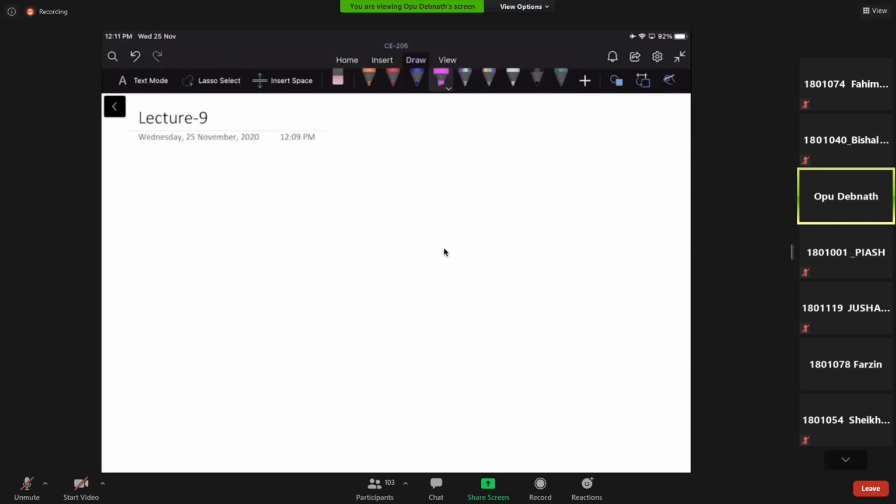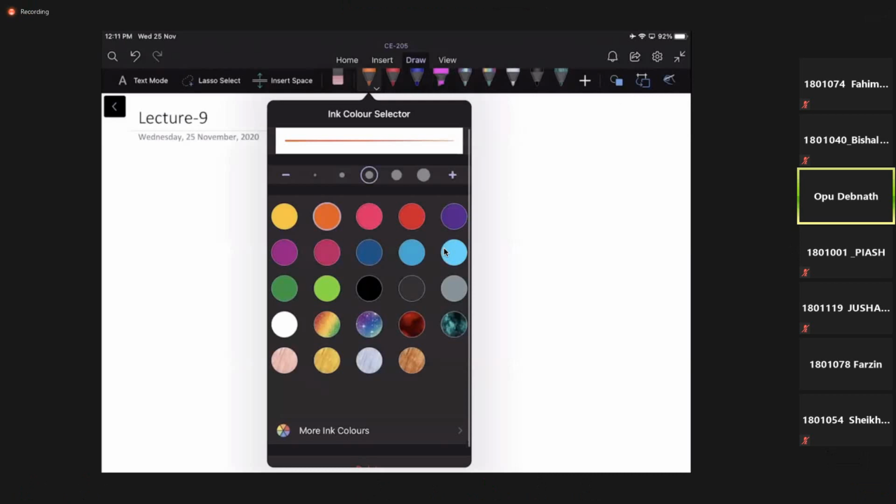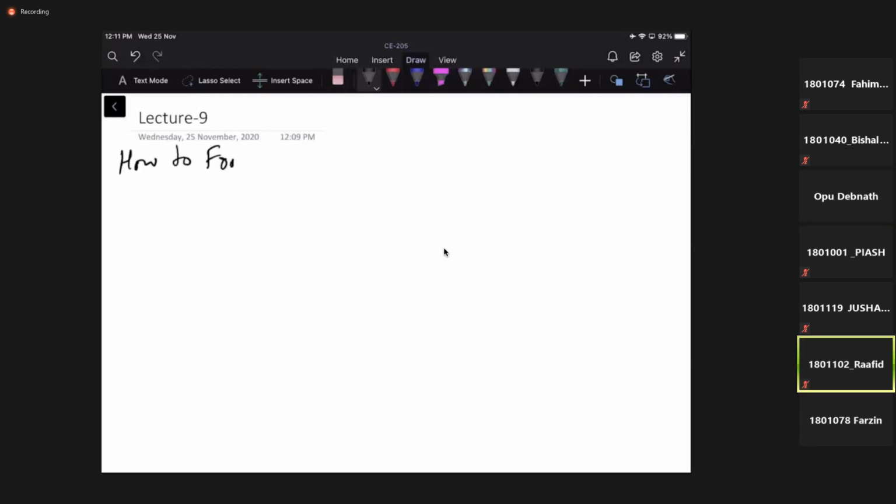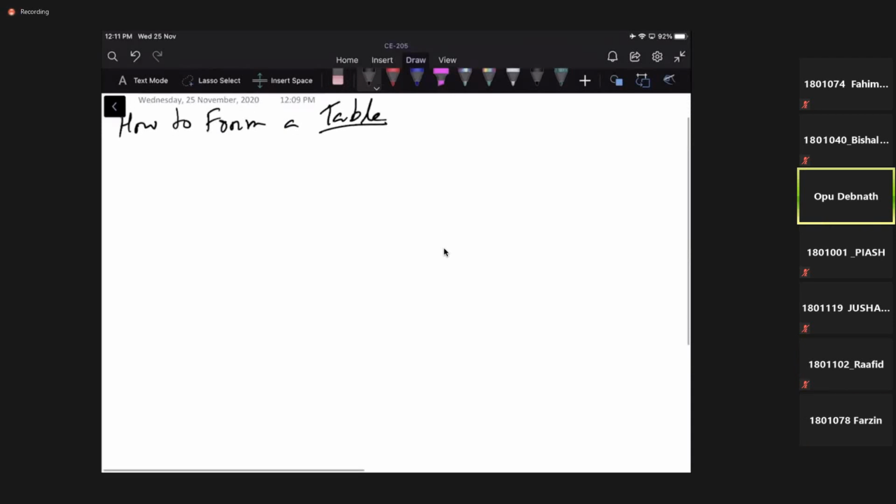So last time we learned how to form a table, the difference table. You already know how to form the difference table. By using this difference table, we will now go for its application, interpolation.